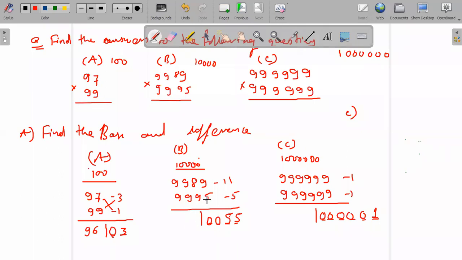Now again, 9995 minus 11, or 9989 minus 5. I do this one or that, anything that you like. Both the answers will be the same. Now what will be the answer? 9984. 9984 will be. Now we know this one. What will be there? 999998 will be. Yeah. So this is your final answer.